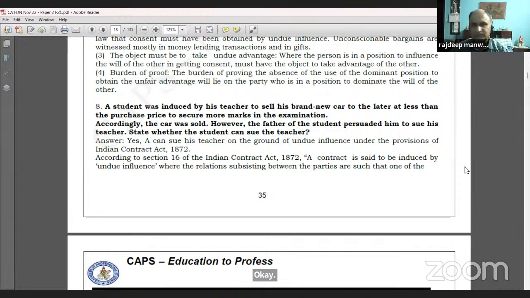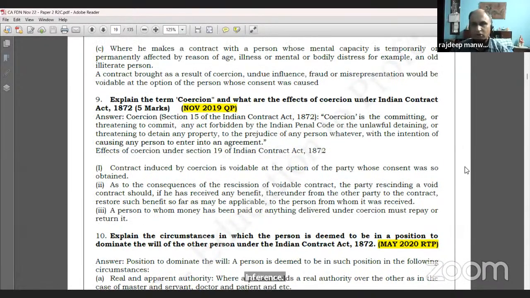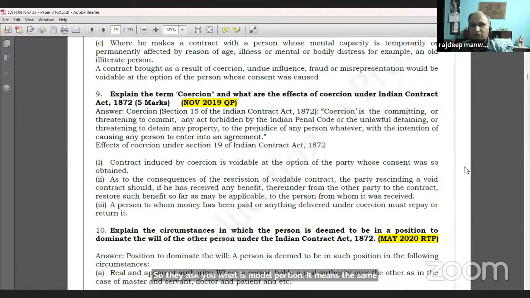Next. A student was induced by his teacher to sell his brand new car to the latter at less than the purchase price to secure more marks in the examination. Accordingly, the car was sold. However, the father of the student persuaded him to sue his teacher. State whether the student can sue. Yes, he can definitely. This is a case of undue influence, where the teacher is unduly influential. Undue influence is also called moral coercion. So if they ask what is moral coercion, it means the same as undue influence. They'll also sometimes ask the difference between coercion and undue influence, so please learn that, like how they ask the difference between fraud and misrepresentation.